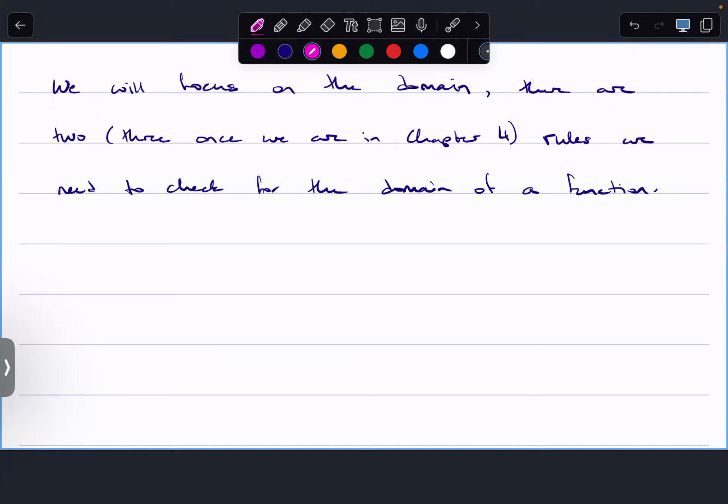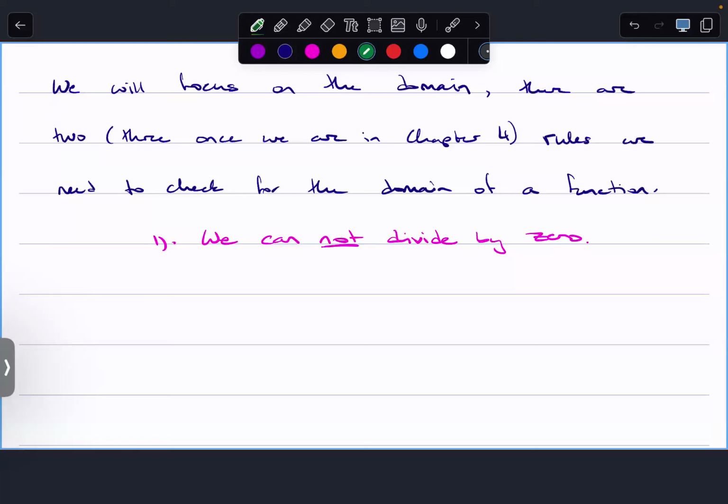Rule number 1 is we can't divide by 0. It's impossible to divide by 0. We cannot divide by 0. It's illegal math. And so that's the first thing we're going to look out for. So what does that mean? It means that any value of x, so any input value that forces me to divide by 0, I have to pull that out of the domain.